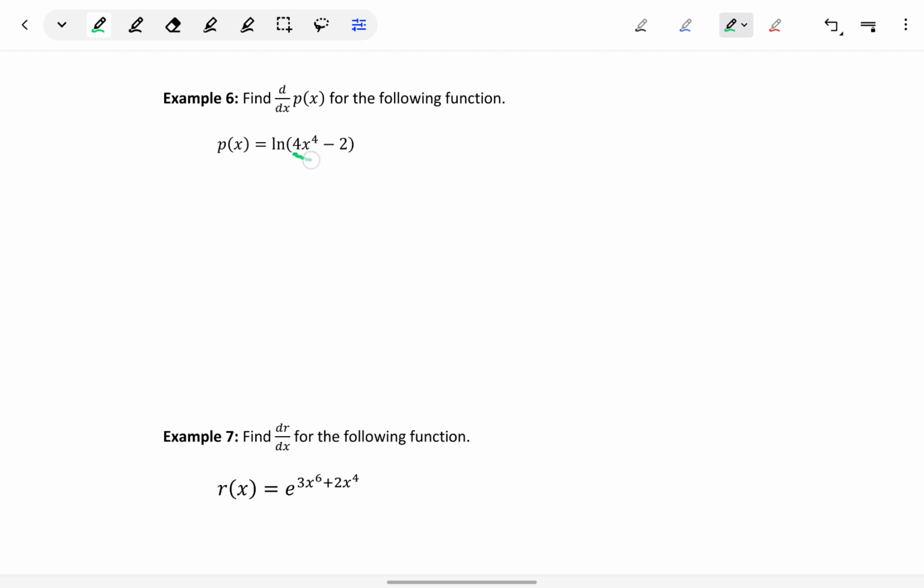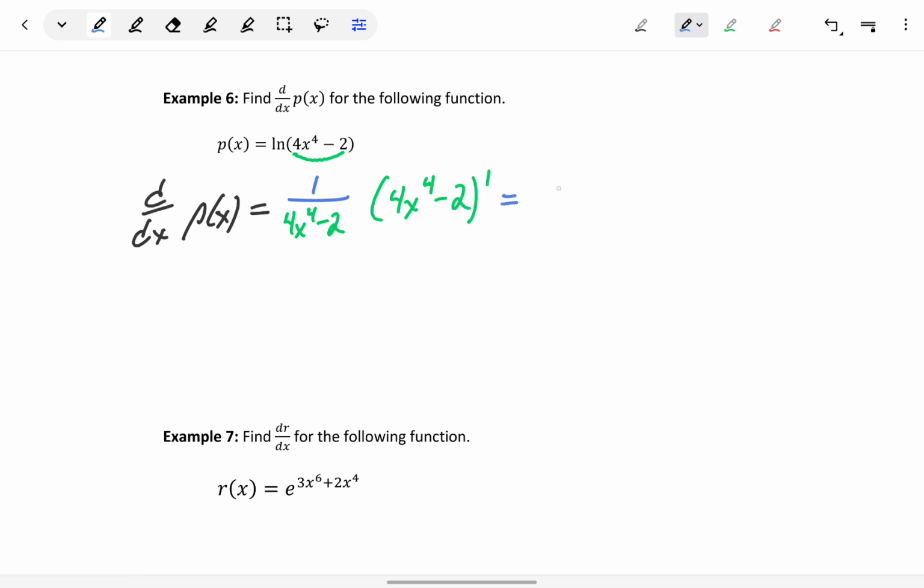In example 6, we have the interior function 4x to the 4th minus 2 being plugged into a natural log function. So to find d over dx of p of x, we'll take the derivative and we'll get 1 over 4x to the 4th minus 2 times the derivative of that interior function. And the derivative of that interior function will be 16x cubed minus 0, if we want to include that there as a placeholder.